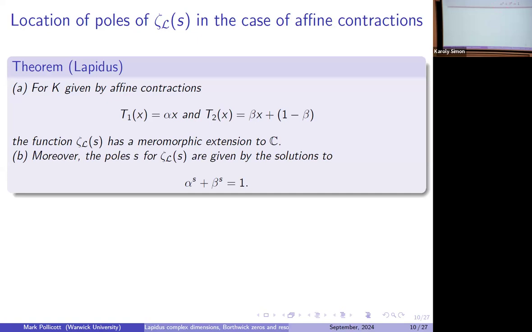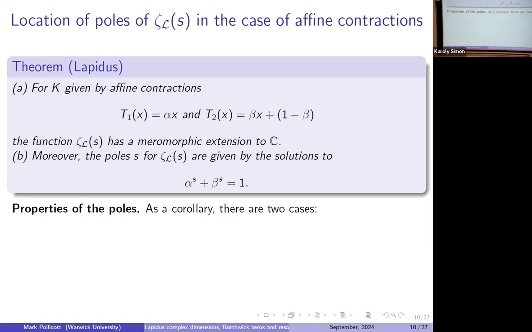So if you want to know where the poles are for this zeta function associated to the limit set for this iterative function scheme, all you have to do is to look at this closed form expression and look for values of s for which alpha, the first contraction rate, to the power s, plus beta, the second contraction rate, to the power s, sums to 1.